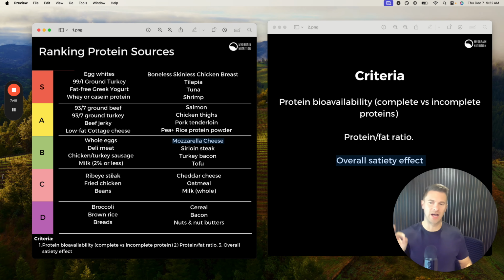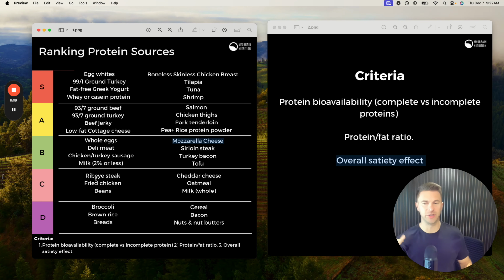Now, we get into the not so great options here, C and D tier, okay? These will be an appreciable amount of fat or additional calories. And again, at this point, I would think of C and D tier as really not foods you should be eating for the protein content. Protein will come along a little bit, but you're going to have to get so many additional calories there. It's really inefficient to get them this way.